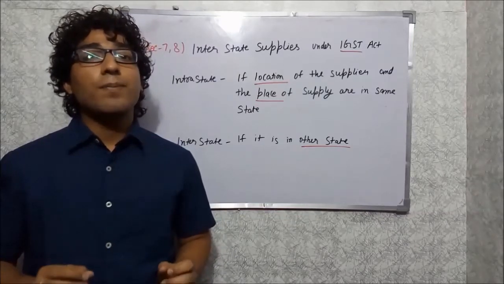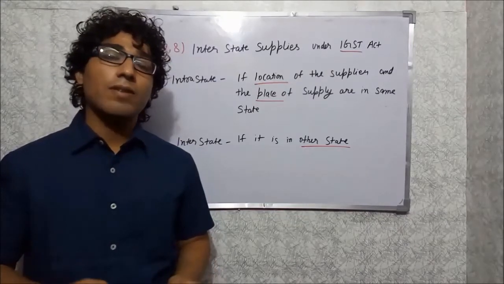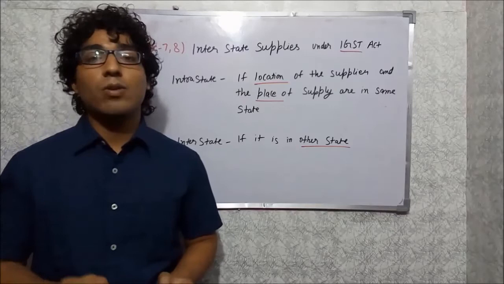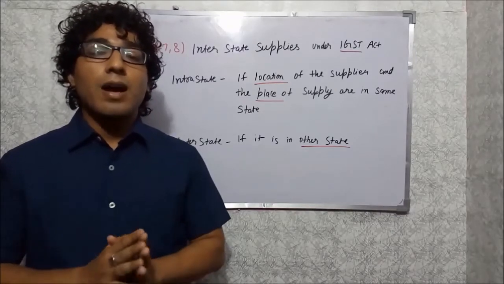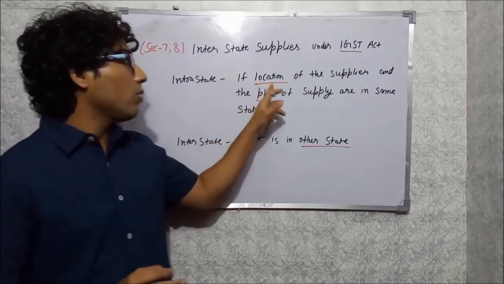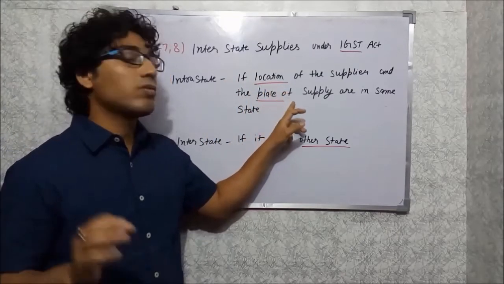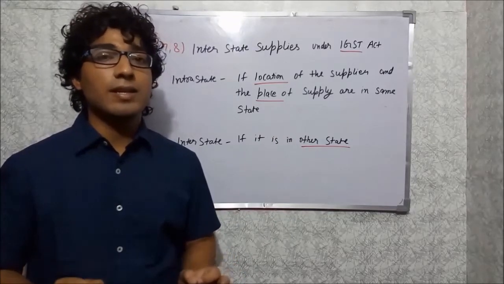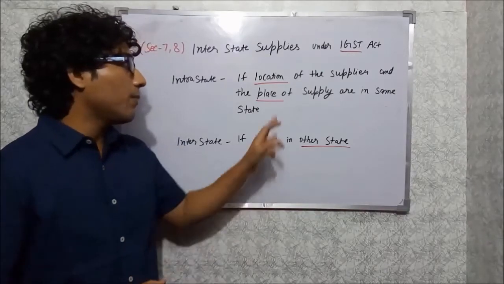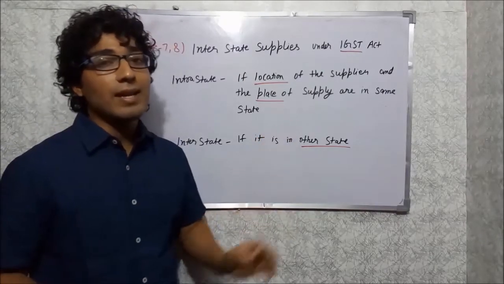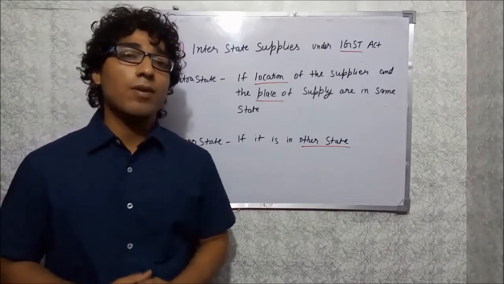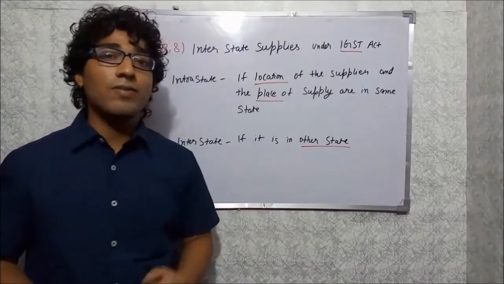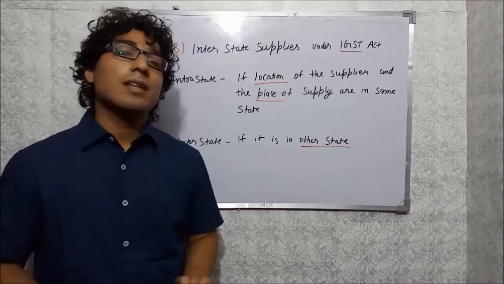But how to determine the place of supply of goods or services is itself a big task. But to give you an idea of what exactly is the interstate or intrastate supply of goods or service, I am giving you just a brief. If the location of the supplier and the place of supply are in the same state, then it will be treated or termed as an intrastate supply. But if the location of the supplier and the place of supply are in different states, then it will be treated as an interstate supply of goods or service.